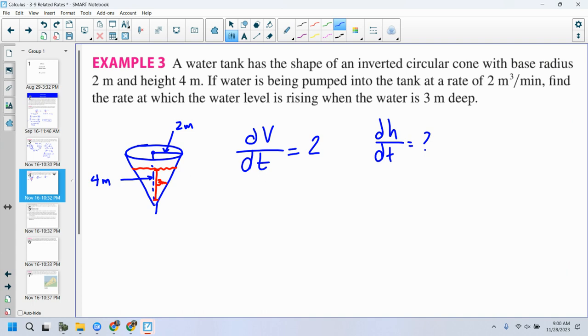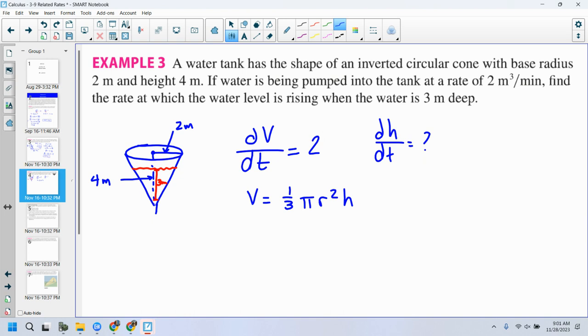Now, volume for a cone is 1/3 pi r squared h. That's the volume of a cone formula. 1/3 pi r squared is the area of the base times the height, times 1/3. Coincidentally enough, that's the same as the volume of a pyramid: 1/3 area of the base times height. The area of the base of a pyramid is just a square or some other shape. This is just a circle. 1/3 pi r squared times height.